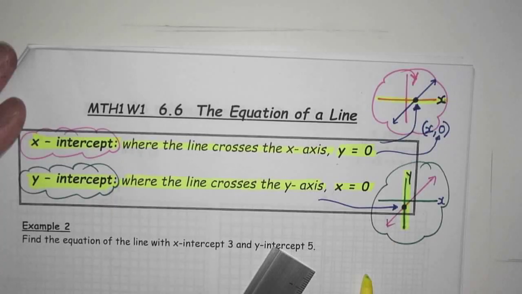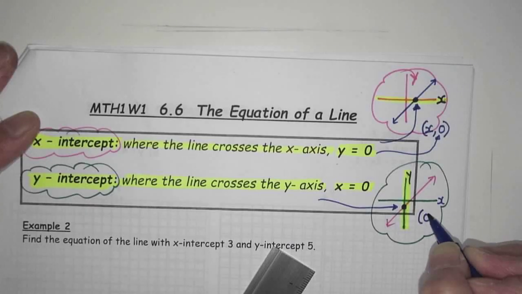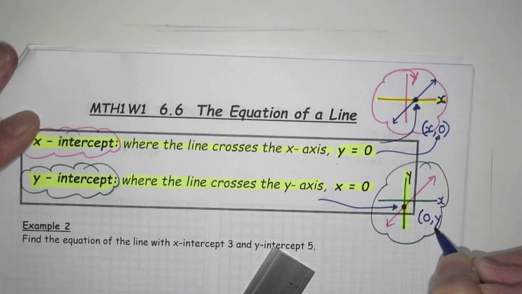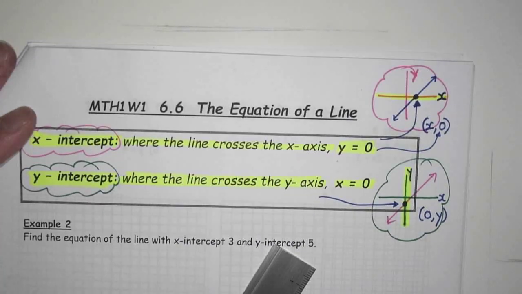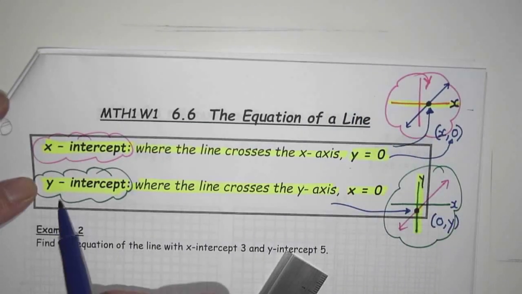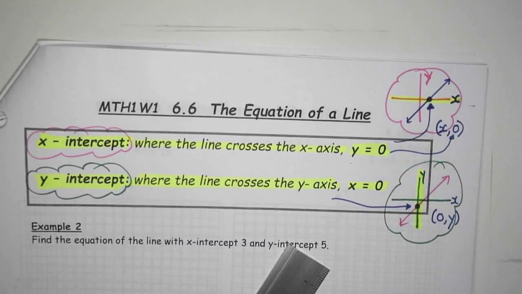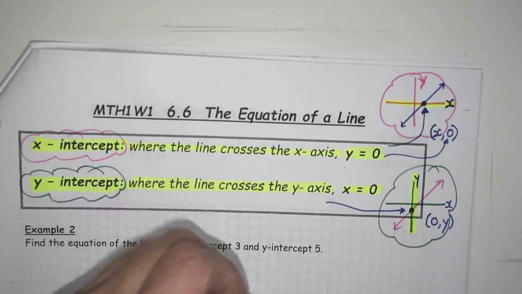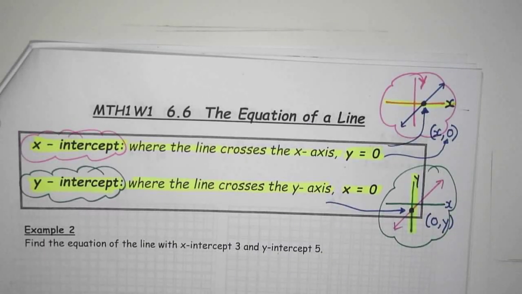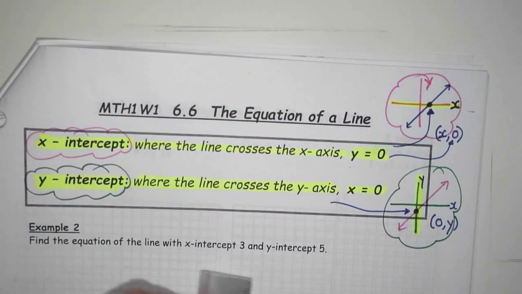If you were to write it as a coordinate, that coordinate would be 0 for x, comma, y, whatever the y value is. So the x-intercept is when it crosses the x-axis. The y-intercept is wherever it crosses the y-axis. For instance, I'm going to draw a little example here. I'm getting you an example ready.